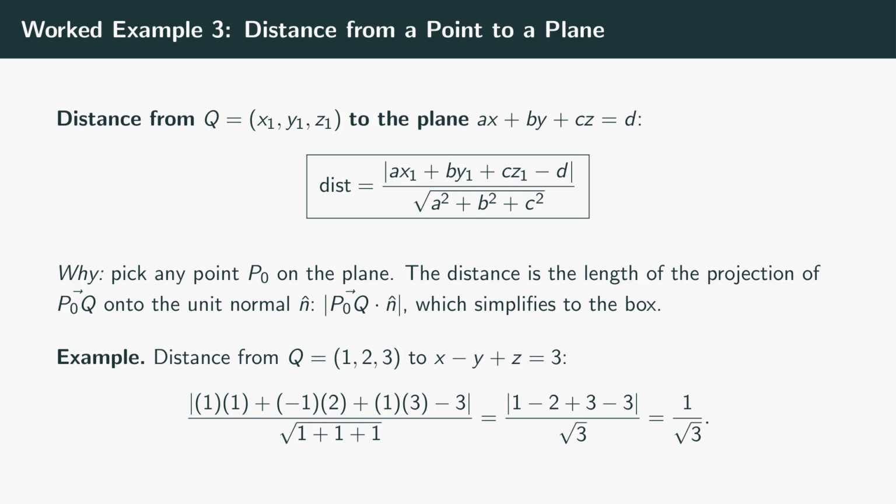Let's use it. Take Q equal to (1, 2, 3), and the plane x minus y plus z equals 3, the one we found a moment ago. Plug in: 1 minus 2 plus 3 minus 3 is -1, its absolute value is 1. The denominator is the square root of 3, so the distance is 1 over the square root of 3, clean.